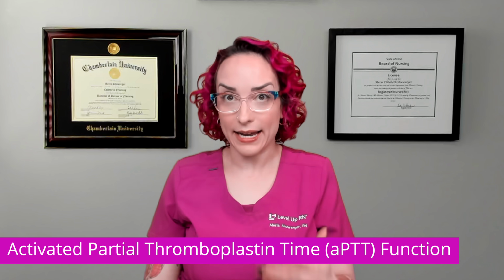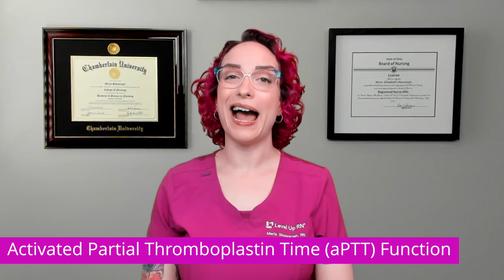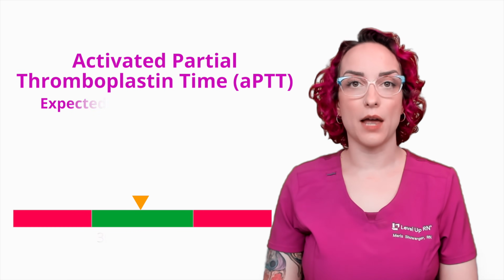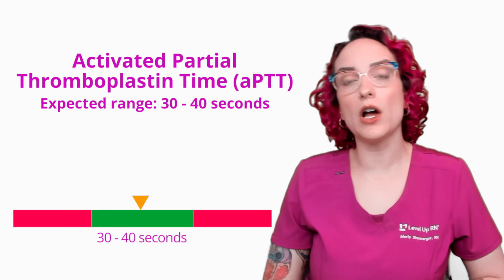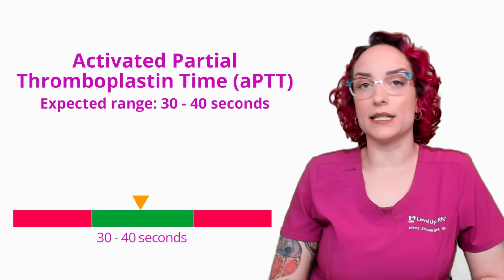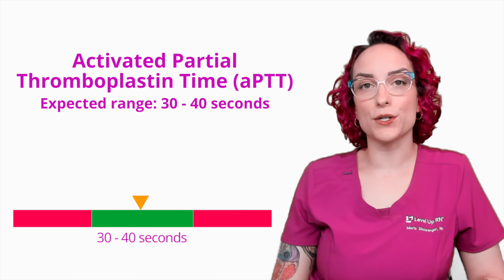And this one right here is a measure of, in seconds, how long it takes for the intrinsic and common pathways when we are trying to clot. So we are just looking at intrinsic and common pathways, not the extrinsic. And here we're going to measure in how many seconds it takes for the blood to clot through these pathways. The normal clotting time is 30 to 40 seconds. It shouldn't take too terribly long. 30 to 40 seconds is about what we would expect in an average person.